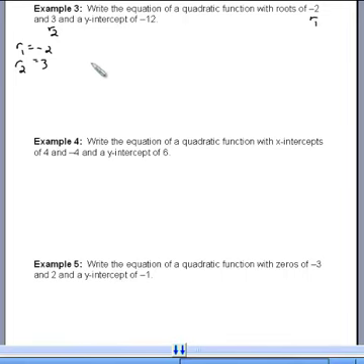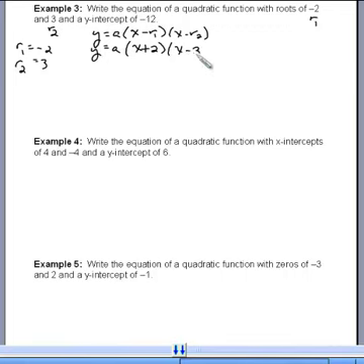So let's just put the roots into the general form. We have y is equal to a. Now, remember, you change your sign when you put it in, because that's the value. Let's just write the form: x minus r1 times x minus r2. So when we put that in, y is equal to a times x minus -2, which is going to be plus 2, and x minus 3.